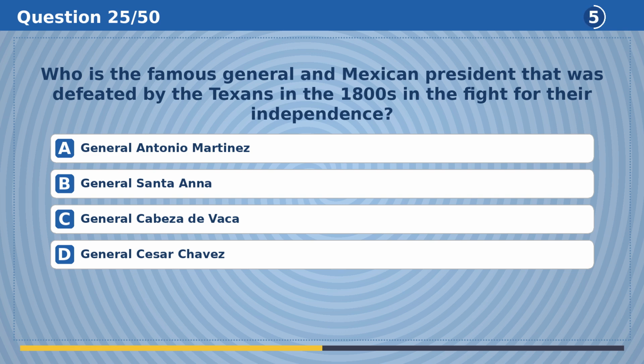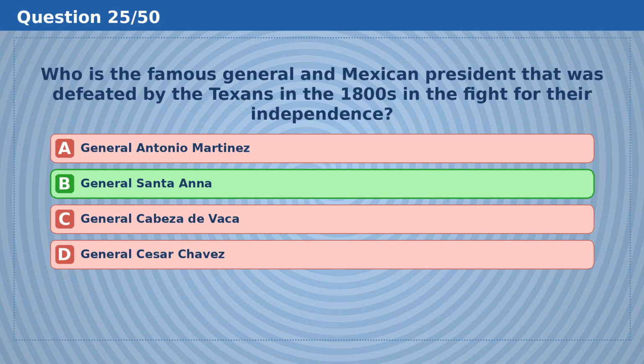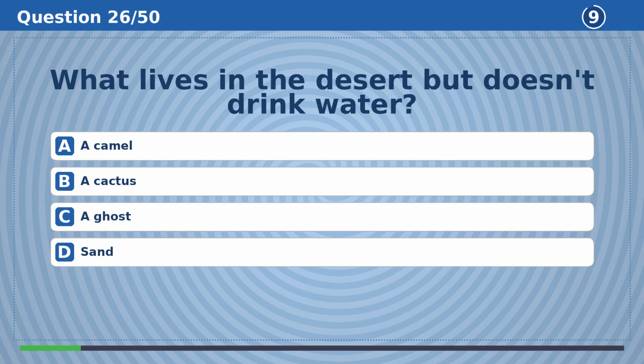Who is the famous general and Mexican president that was defeated by the Texans in the 1800s in the fight for their independence? The answer is B, General Santa Anna.